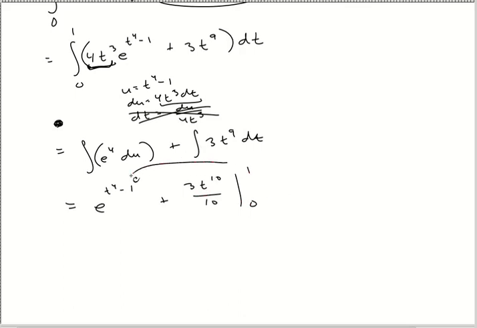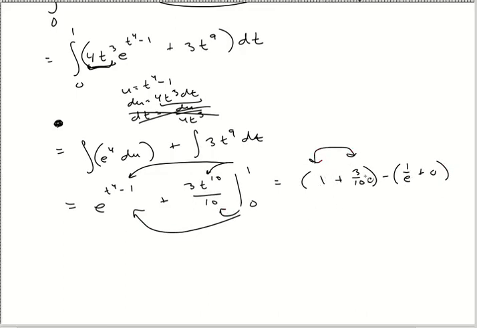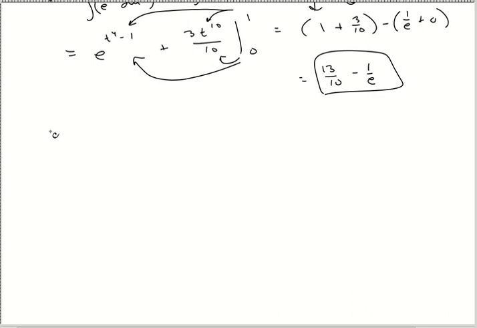When you plug in the 1, notice that over here 1 minus 1 is 0, e to the 0 is a 1. And over here we're going to get 3 tenths, that's a plus sign between them, minus, and then I plug in the 0, which is actually important. Plugging in the 0 here, I get e to the negative 1, so 1 over e essentially. And then over here I get a 0. So my final answer, when you put these two together, is 10 over 10 plus 3 over 10, which is 13 over 10 minus 1 over e. So I don't think you would have got that from the calculator. It's not something that would have easily come up. Next question.